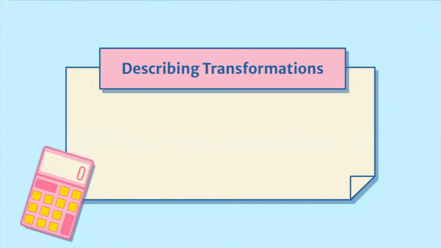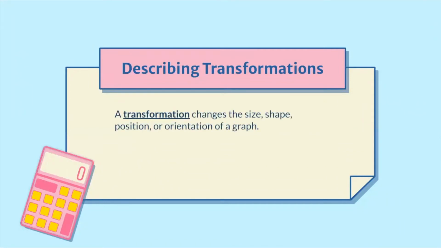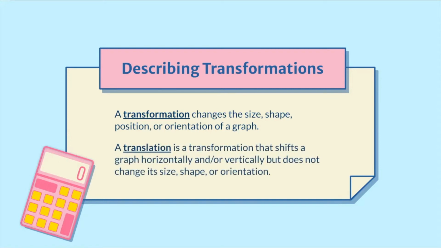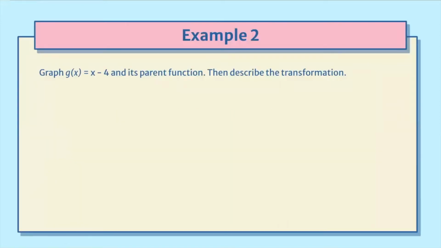The first thing we're going to go over is what a transformation is, which is a change in the size, shape, position, or orientation of a graph. The transformation that we're going to talk about is a translation, and this is a transformation that shifts the graph horizontally and or vertically, but does not change its size, shape, or orientation.